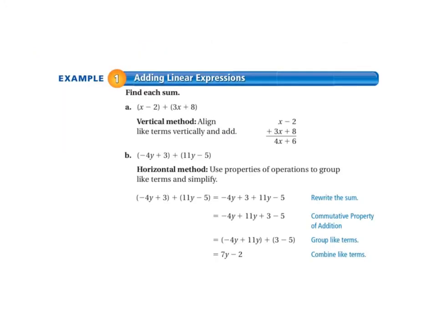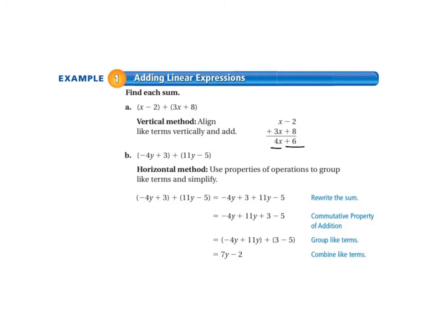Example 1, adding linear expressions. Find each sum. Letter A, we are going to use the vertical method: x minus 2 plus 3x plus 8. We align like terms vertically and add, x minus 2 on top, 3x plus 8 on the bottom. x plus 3x equals 4x, minus 2 plus 8 equals plus 6.